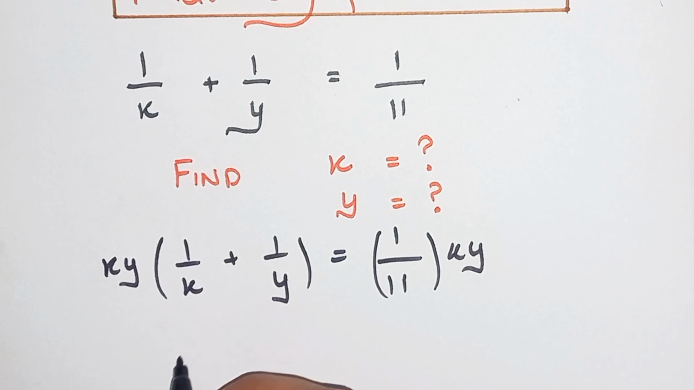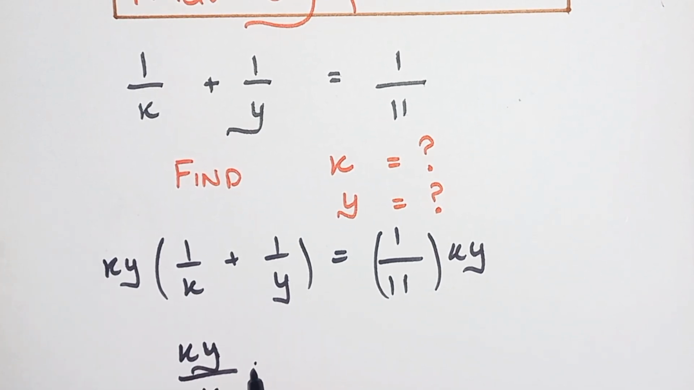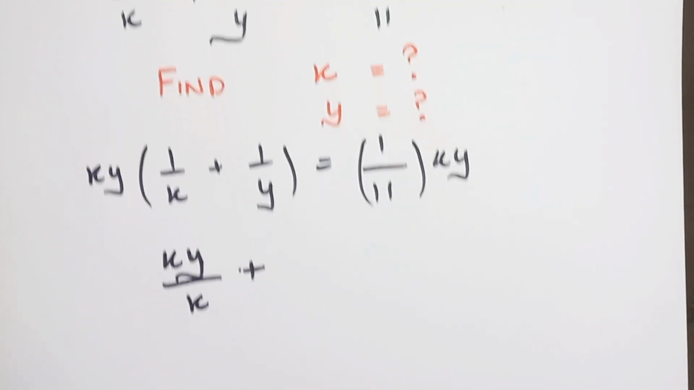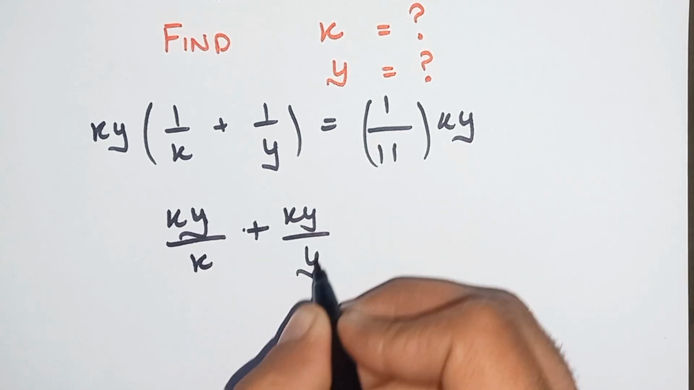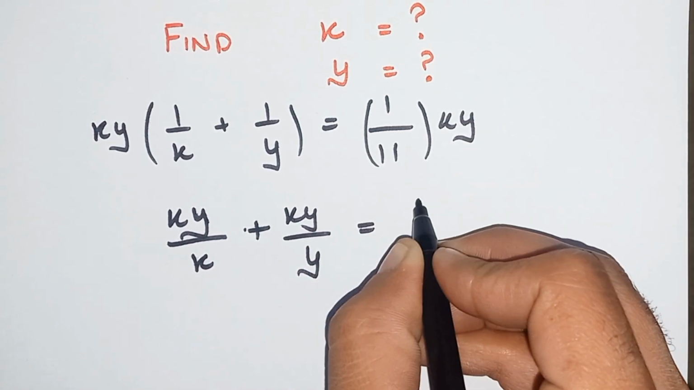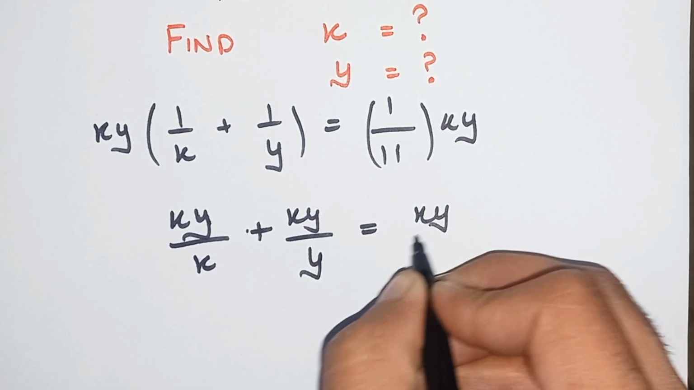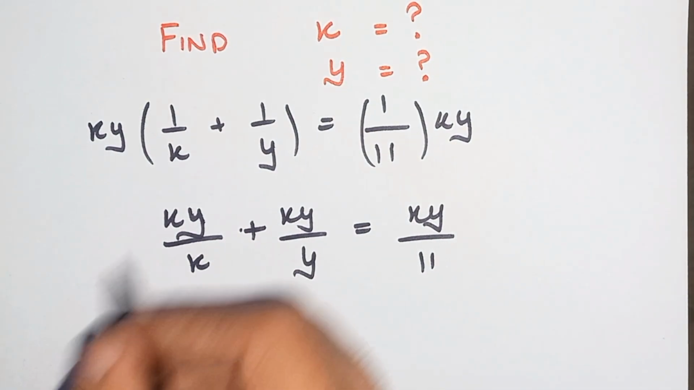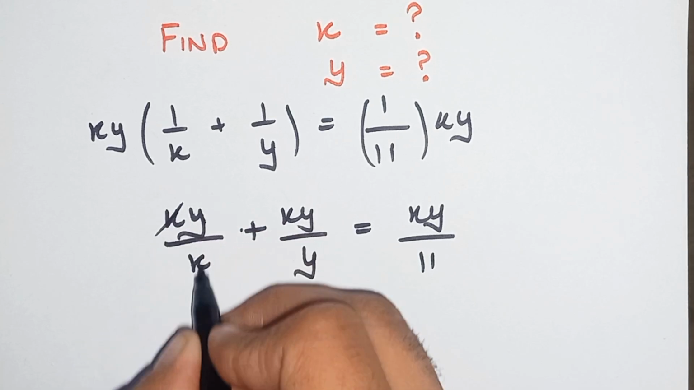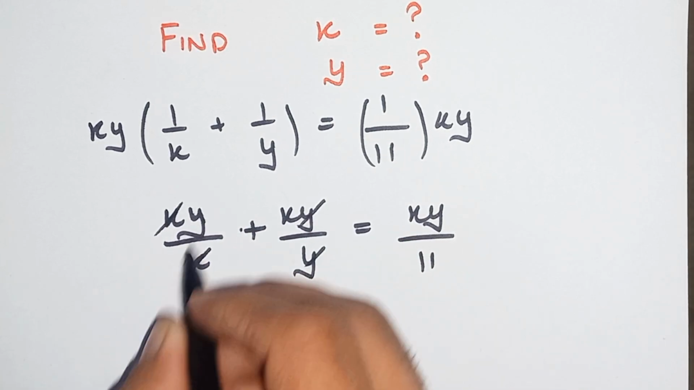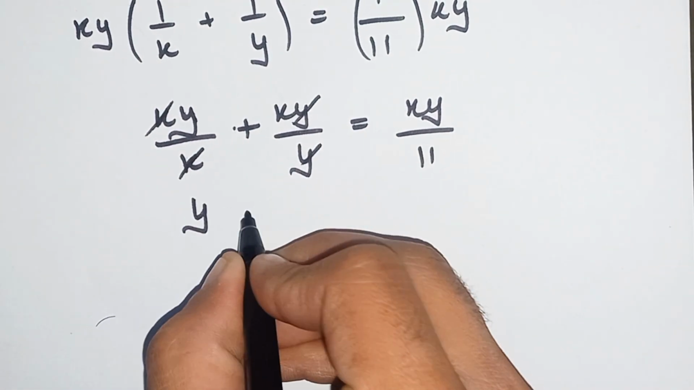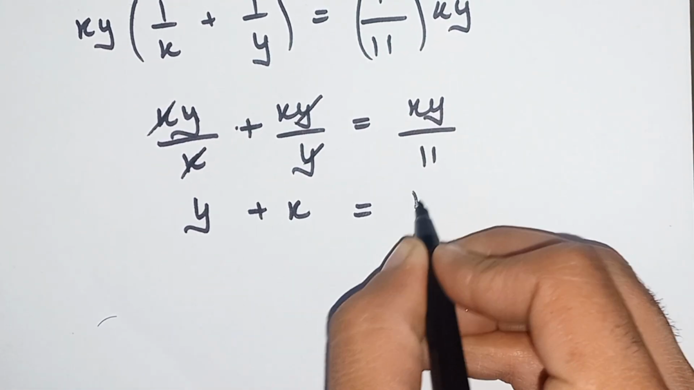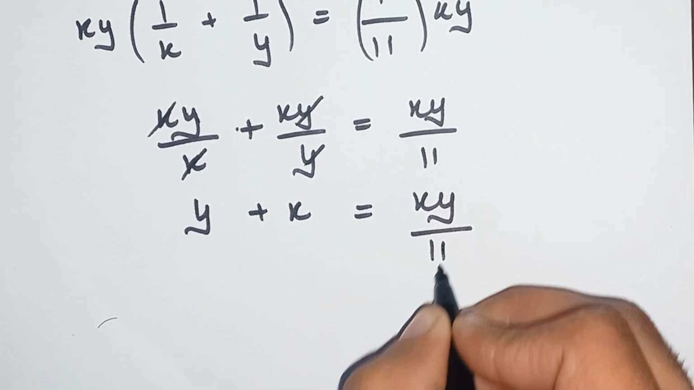As a result, xy over x plus xy over y equals xy over 11. So eliminate it, whatever you want: x here eliminate, y here eliminate. What's the result? The result is y plus x equals xy over 11.